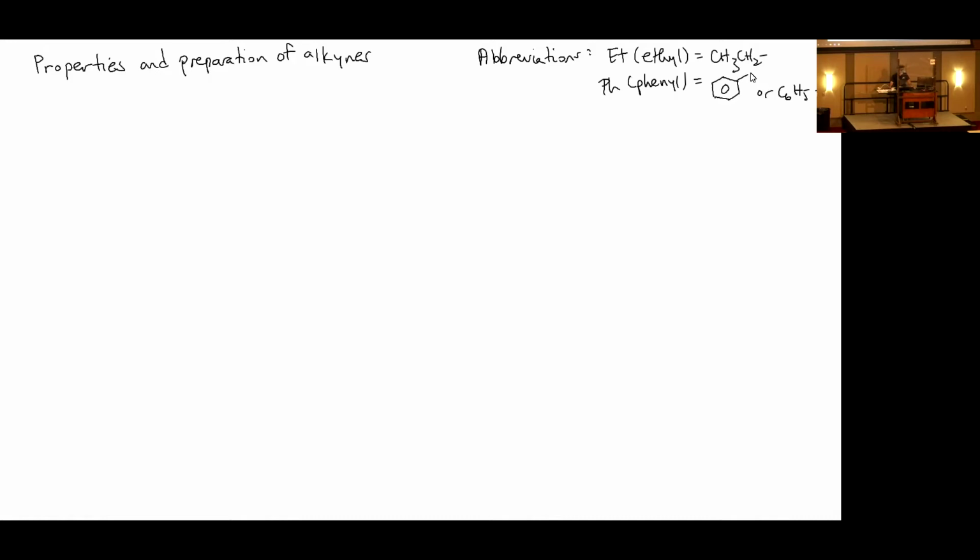Well, probably the most common way is by a double elimination, or double dehydrohalogenation. So let's see. Making alkynes by double dehydrohalogenation.